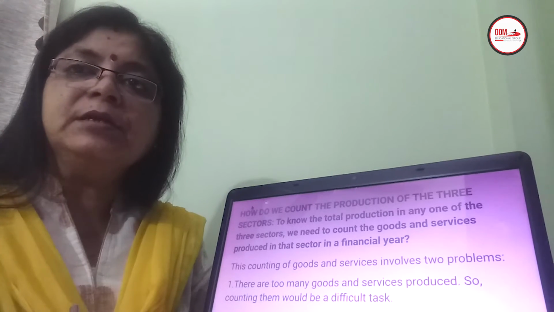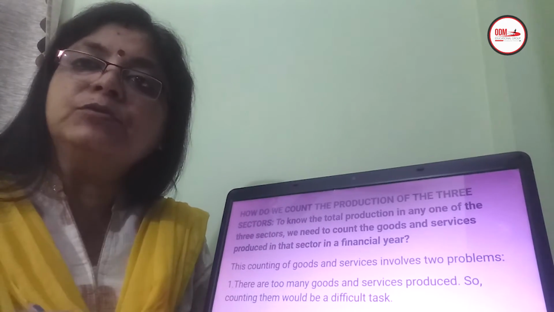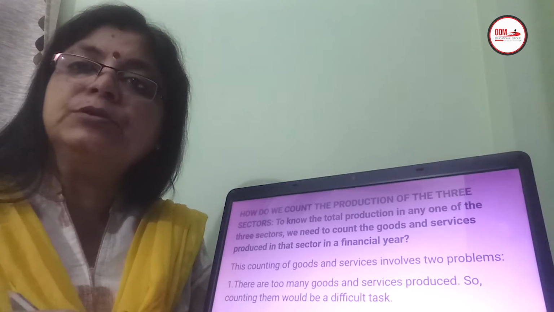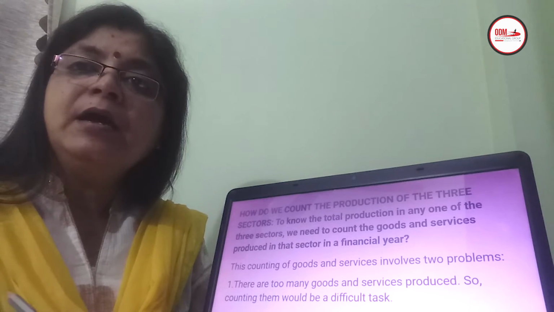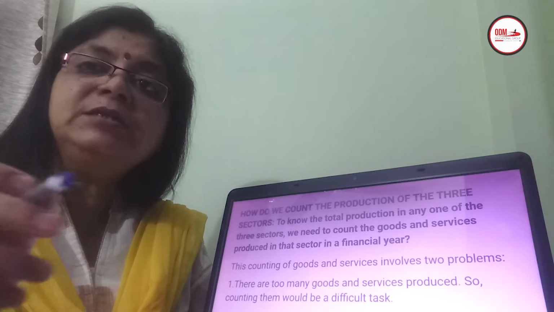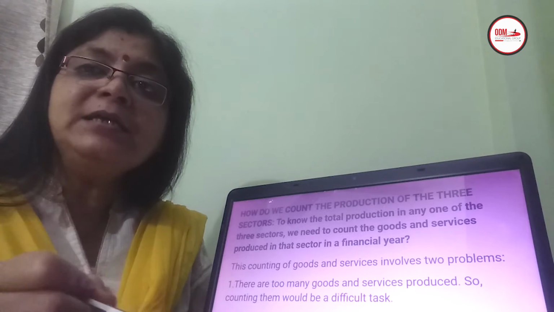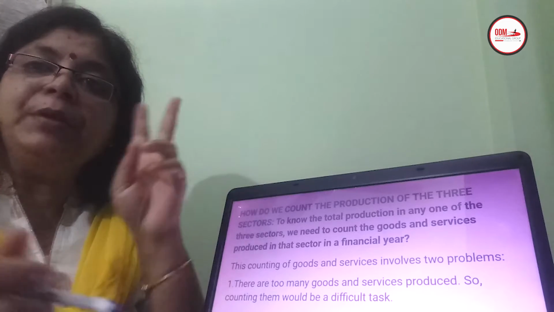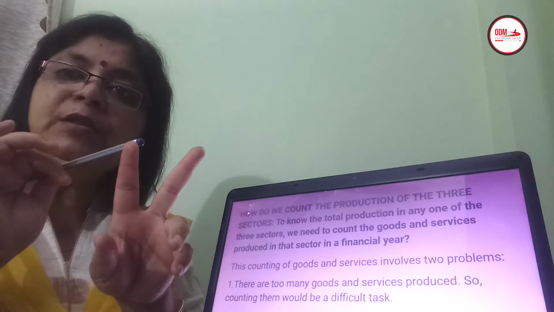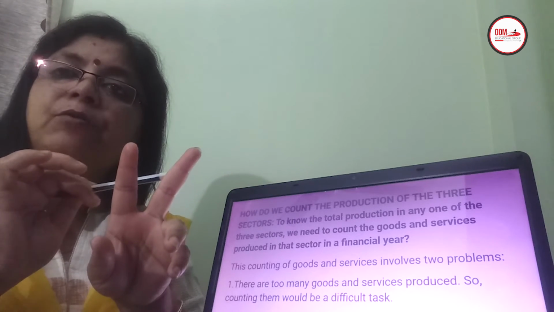So today, after the production, how will we count the production of the three sectors? The question arises: how will we count, and what will we count? Suppose a farmer produces 10,000 kg of wheat. 10,000 kg is the quantity of the production. And when he sells it at 8 rupees per kg, that is the price of the production. So here two things come up: one is the quantity, another is the value. Value means price. So while counting the production of any sector, what will we count? The quantity or the price?